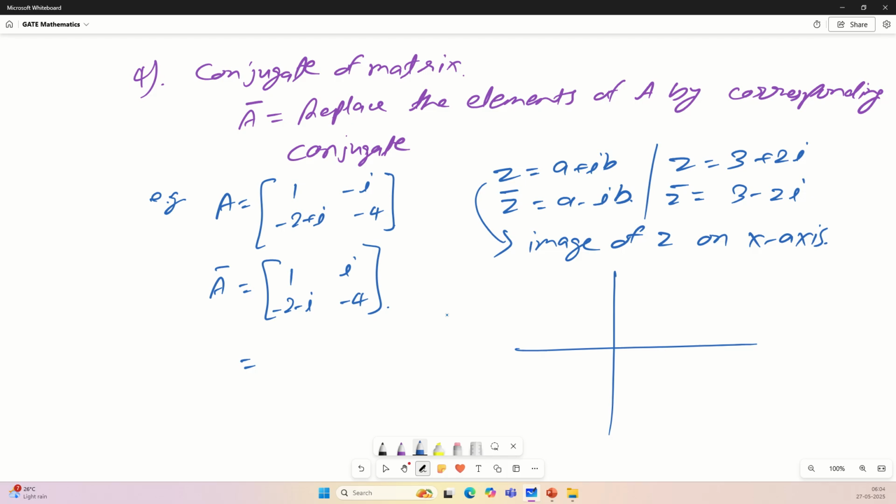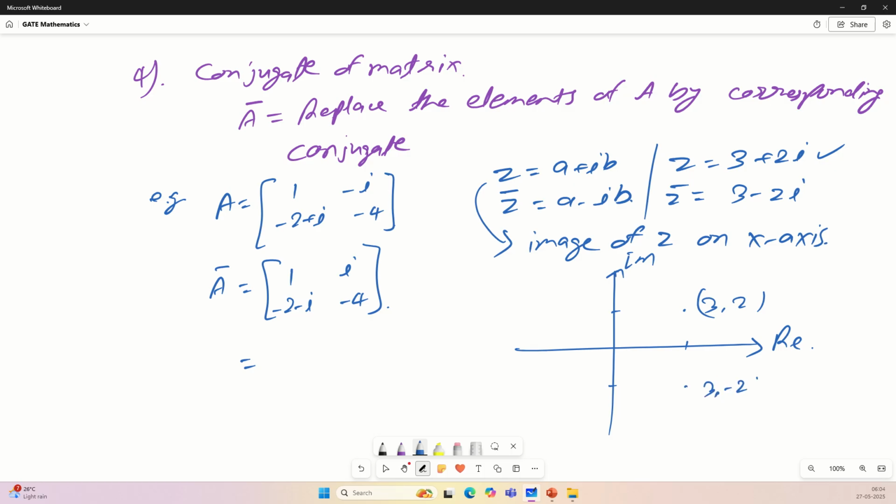So where is the value 3 plus 2i? Can you tell me, let us say 3 is on the x-axis and 2 is on the y-axis. So let us say this is the point (3, 2). This is my real and imaginary axis. Now if you find the conjugate of this element, 3 minus 2i, where is 3 minus 2i? Down. So this will be somewhere here.